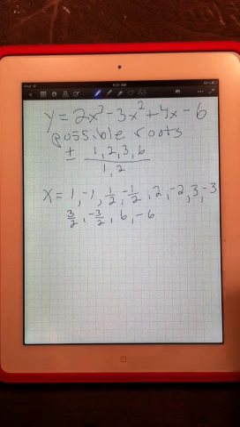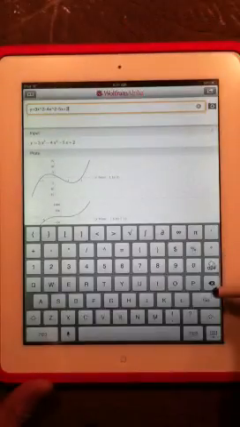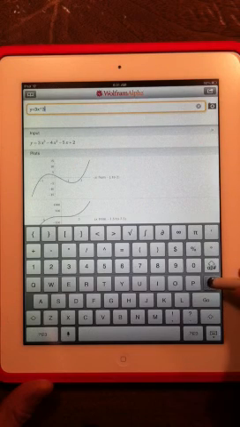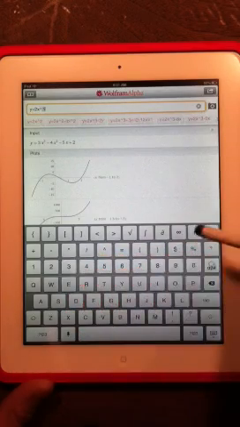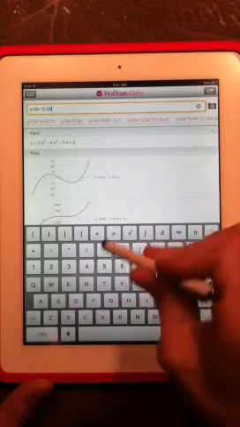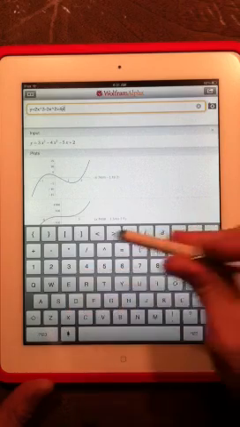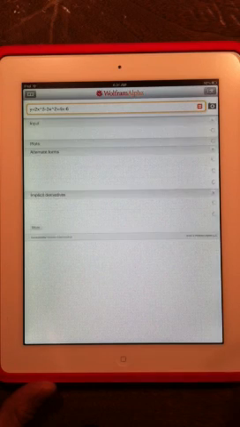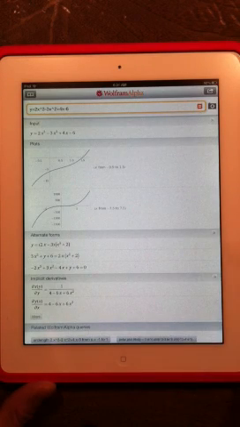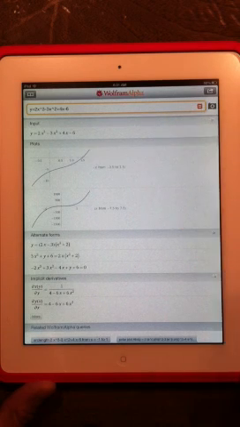2 minus 3 plus 4 minus 6, to narrow it down a little bit. So I'm going to ask Wolfram Alpha to graph that for me. So I've got 2x raised to the third minus 3x raised to the second plus 4x minus 6. Go. Alright, it looks like 3/2 is my only rational root. Let's check it out.